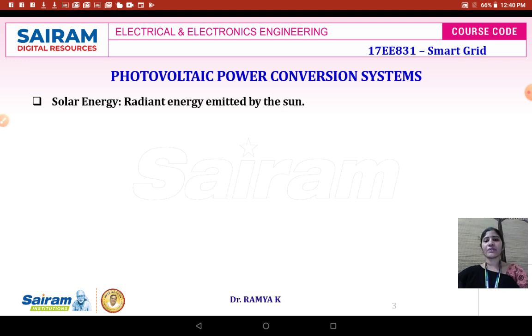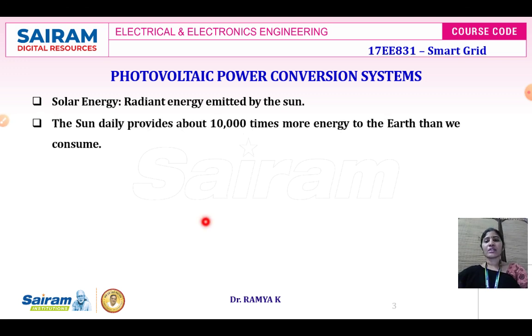Like this, reflection and absorption happen in the case of solar energy when it strikes the atmosphere. The sun can produce 10,000 times more energy than what we consume. So whatever we are consuming is only 1% of the power that is emitted from the sun.